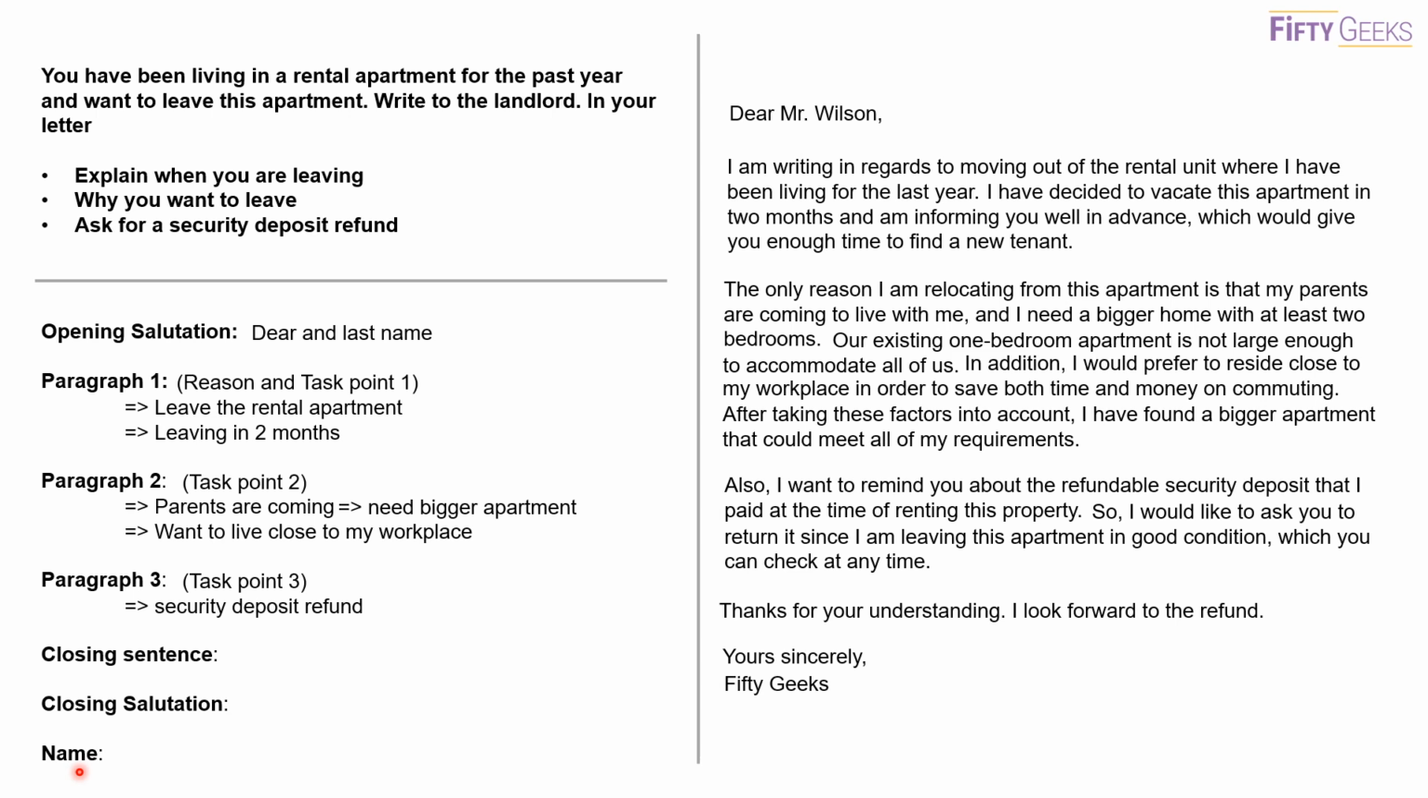So this is all about writing a semi-formal letter. With some practice, you'll be able to attempt this task. So good luck and keep practicing.